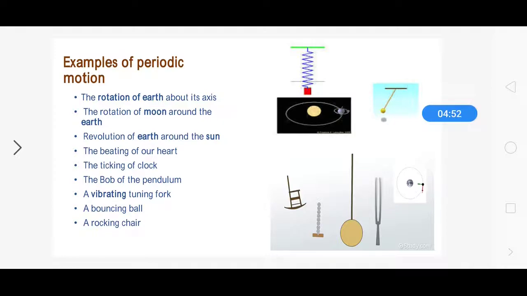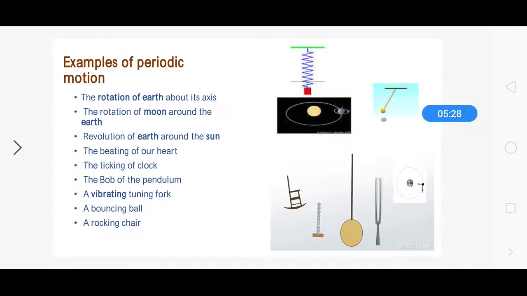And the bob of the pendulum. You can see the figure here in the slide. The bob of the pendulum makes oscillations in the vertical plane. So these are periodic motions, and their motion is repeating continuously. And if you observe the vibrations of the tuning fork and a bouncing ball, next a rocking chair, you can see the rocking chair here. The movement of the rocking chair is also periodic in nature.